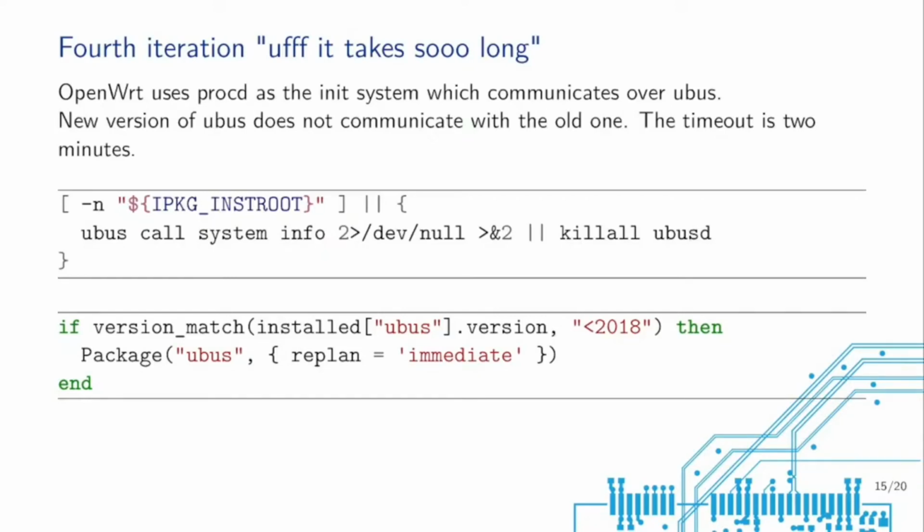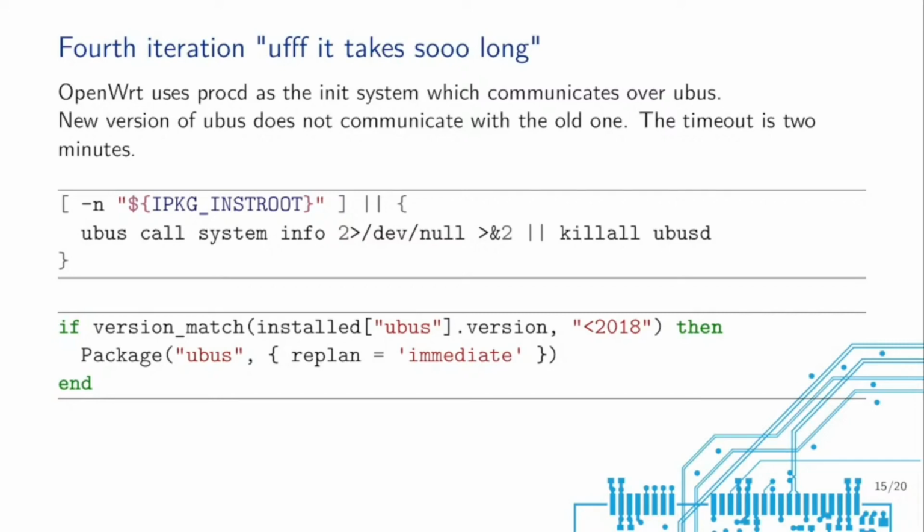But we won't do this all before any other package tries to communicate with that init. So we have to do it right before we do all other packages. How do we do it? If you remember the ordering rules, we do it using the replan, because those packages are prioritized and ordered before every other package. So we just say that we do immediate replan. Although we won't install anything new for updater, this allows us to do actually what we want and update ubus as the first package at a specific point.